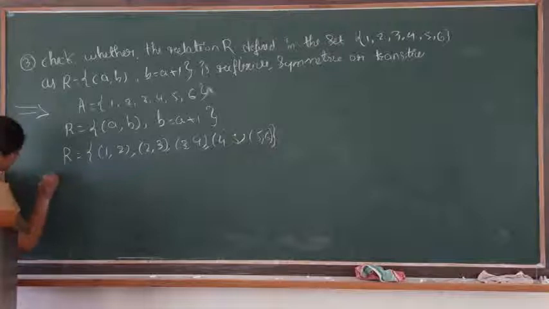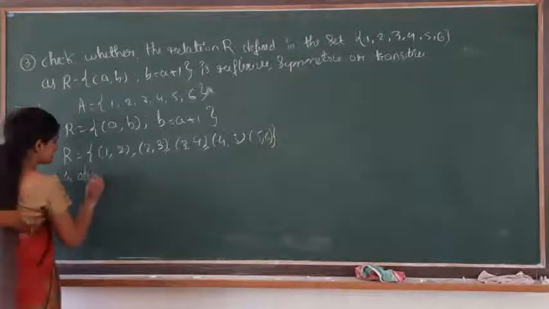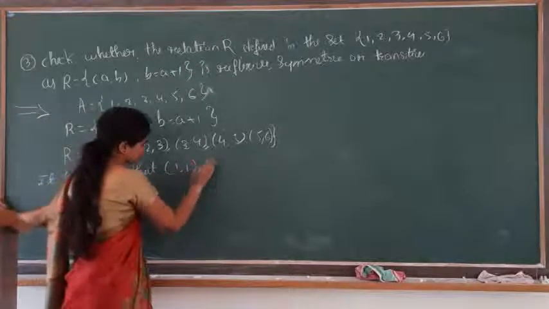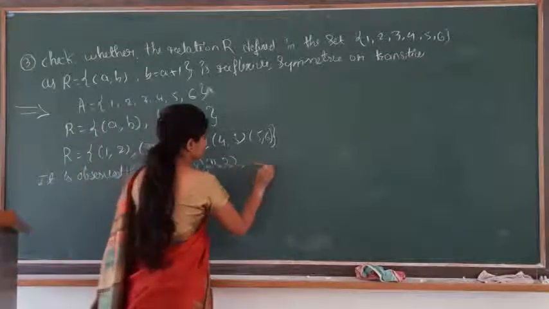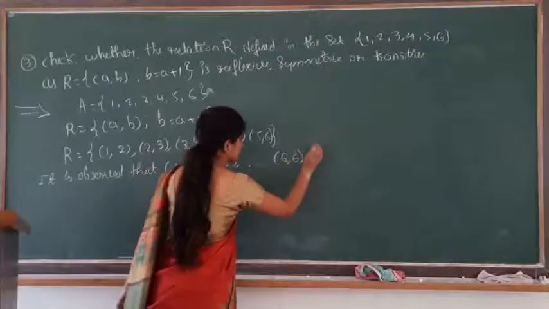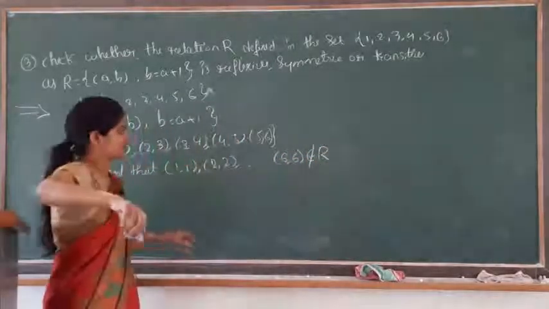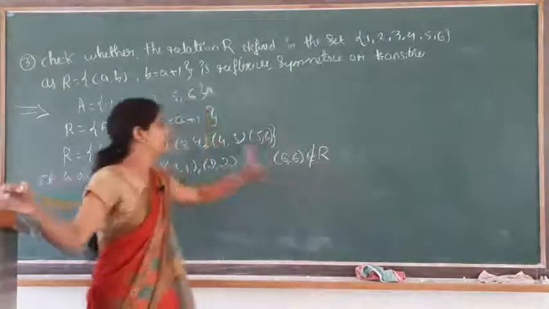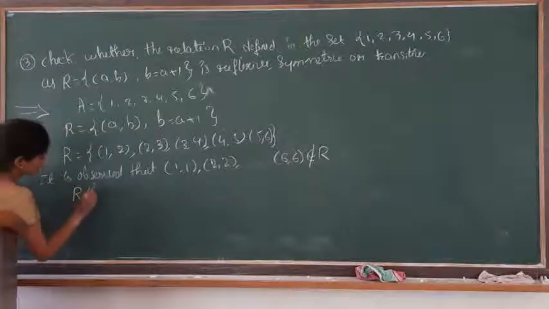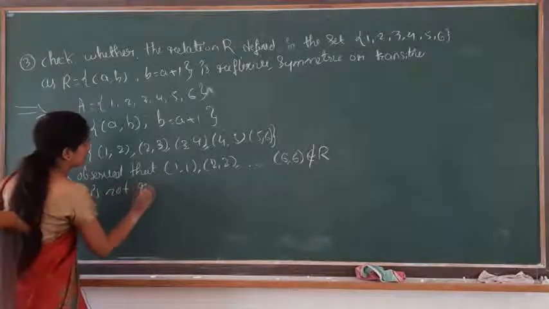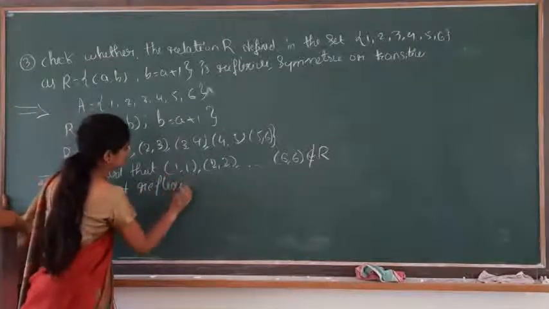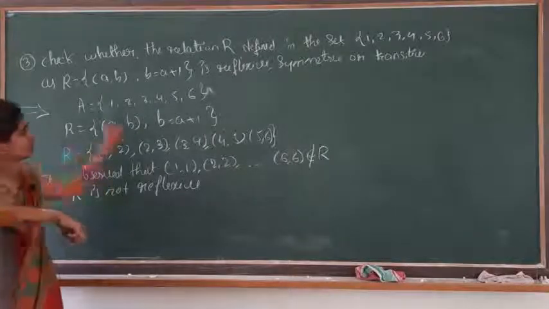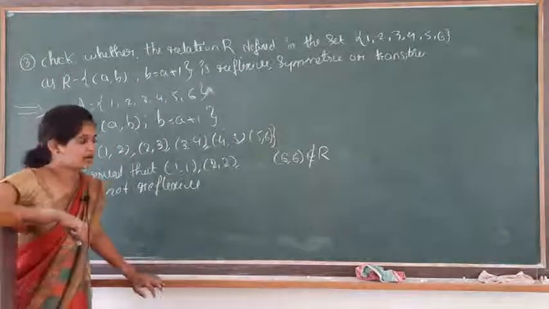See here, it is observed that (1, 1), (2, 2), and so on up to (6, 6) do not belong to the given relation, right? These all ordered pairs do not belong to the given relation R. That's why R is not reflexive, right? R is not reflexive. Then we have to check whether the given relation is symmetric or not.